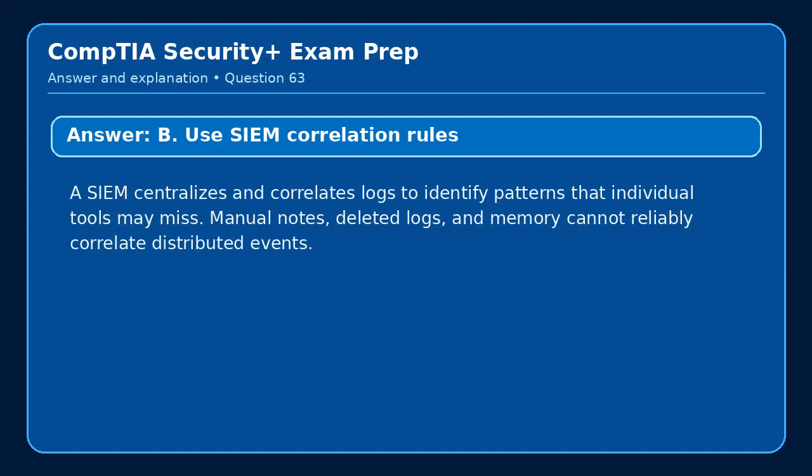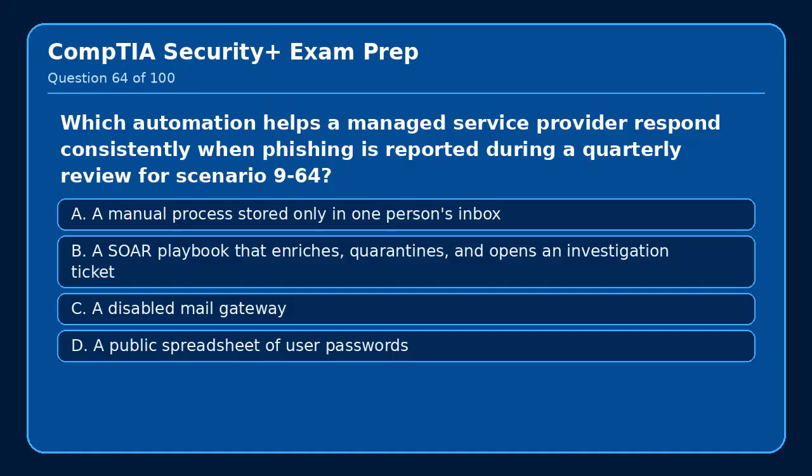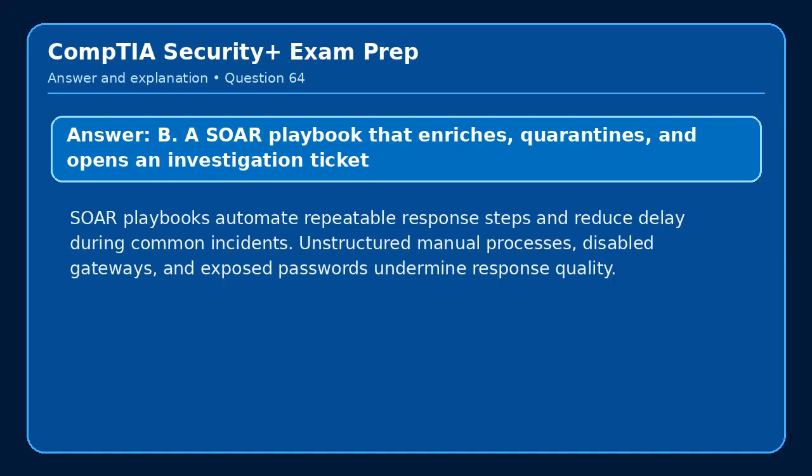Question 66. Which identity approach lets a city agency use one trusted login across multiple cloud applications after a recent audit finding for scenario 9 to 66? A. Plain text password sharing. B. Anonymous access to all apps. C. Federated single sign-on. D. Local accounts in every app with different owners. Take a moment to choose your answer.